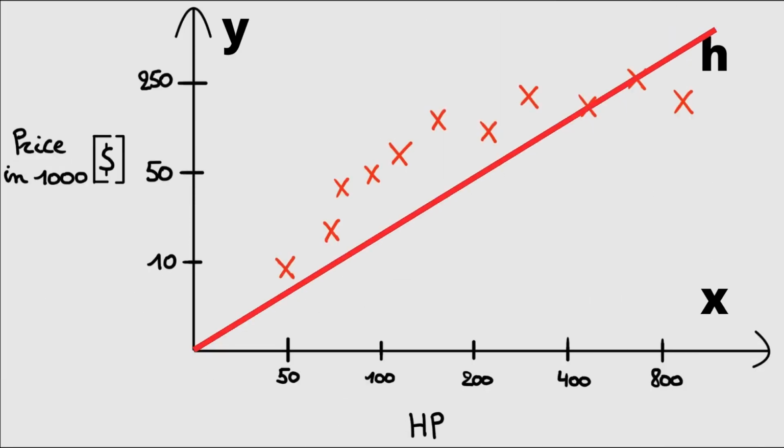So far, we've only been using a straight line to fit the data. So does that mean we could only use straight lines for a hypothesis? Well, the answer is no. It's time to buckle up because things are about to get curvy.